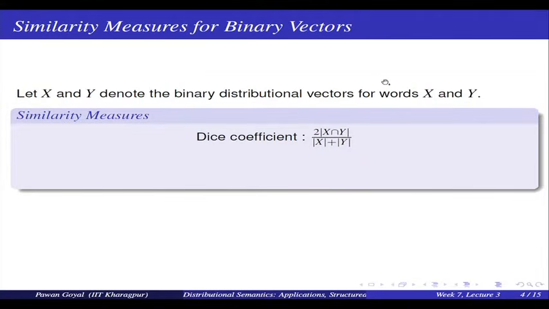So let us say I have words x and y, and they are denoted using some binary vectors. So as such, any sort of distribution you can also convert into binary vectors. So how do I compare, or how do I find similarity between two words where the representation is binary vectors? So for binary vectors, we have some standard methods like using dice coefficient. Okay, so what is that? 2 times intersection of x and y divided by length of x plus length of y.